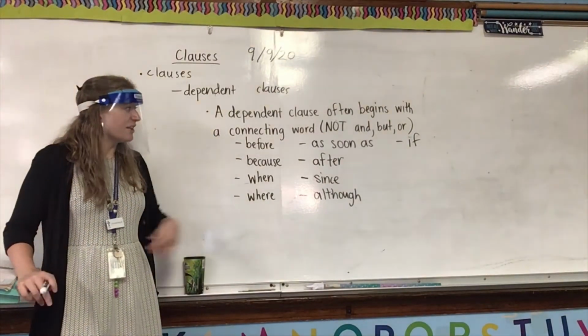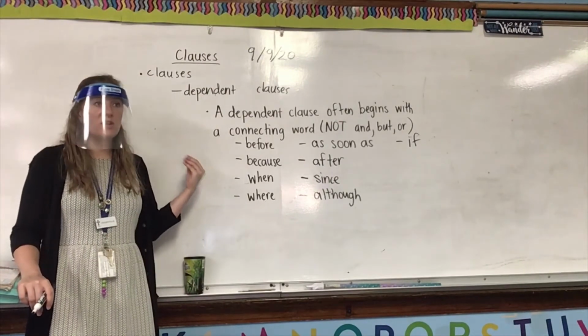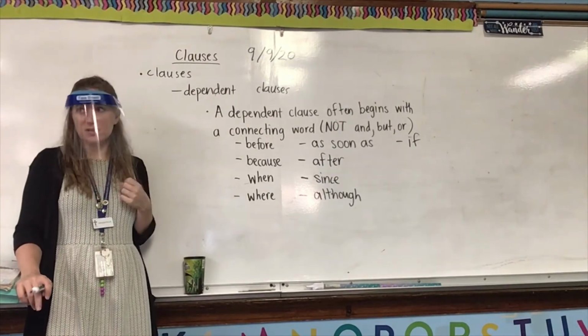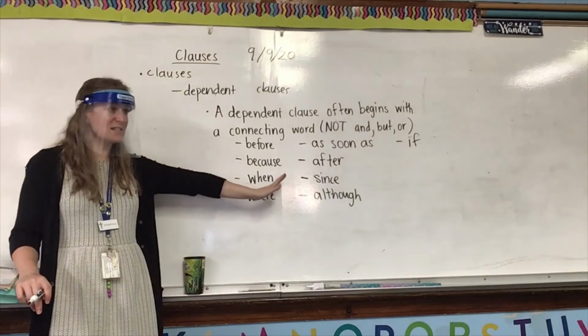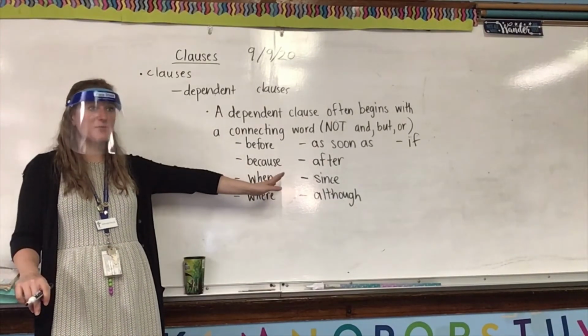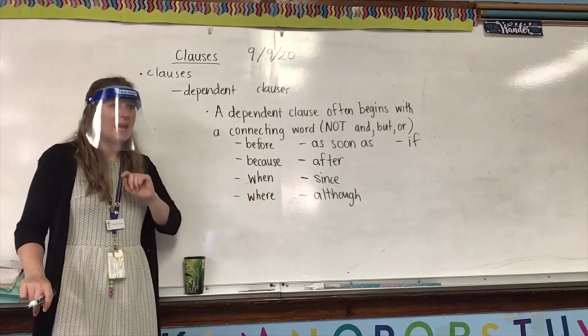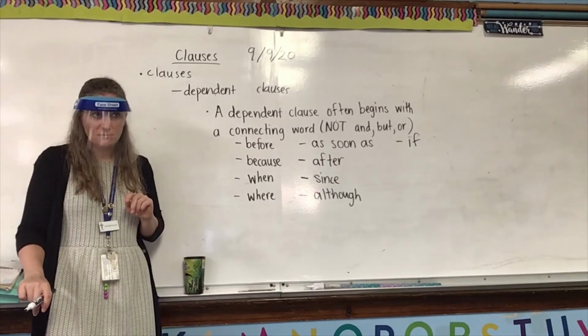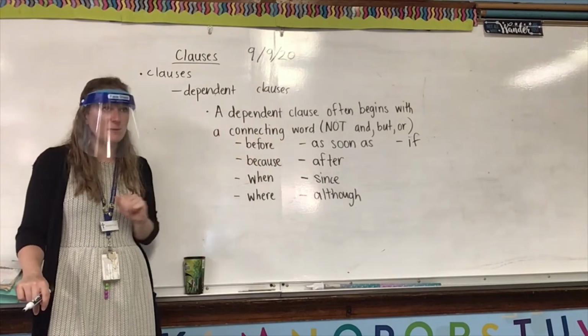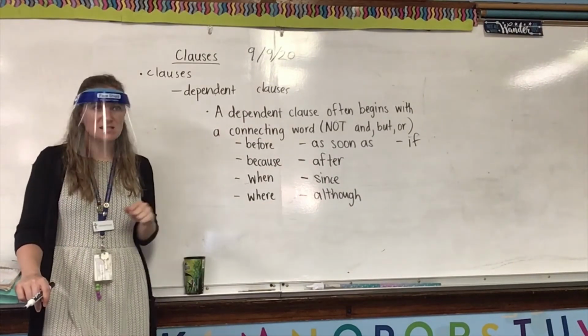So these are words that you will usually see before dependent clauses. That means you'll have a subject and a predicate afterwards, but because of these words, it can't stand alone. You have to add more information for it to make sense with these words.